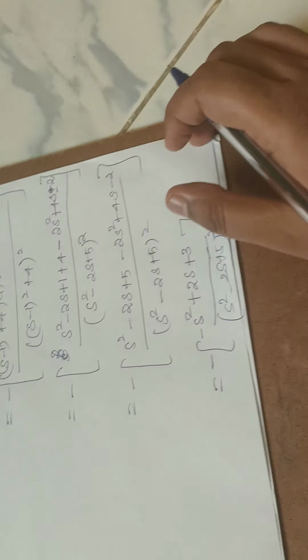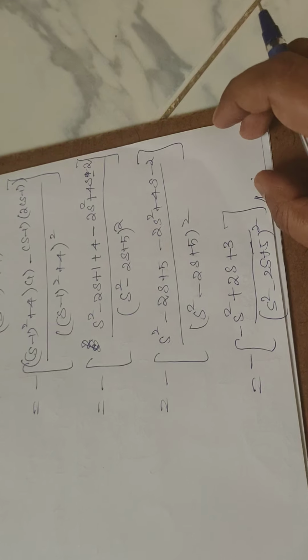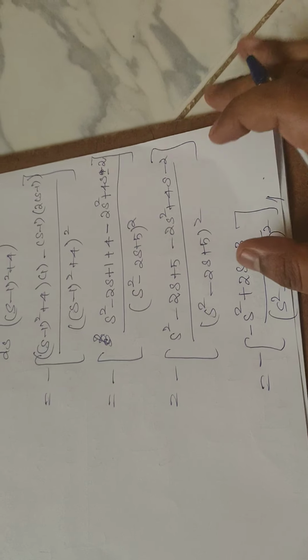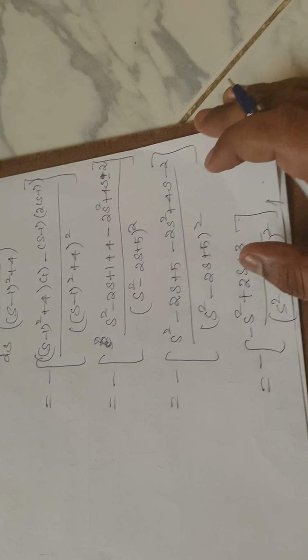That's all, over. So this is the basic idea to solve these problems. With the help of this, you can find any problem multiplied by t.